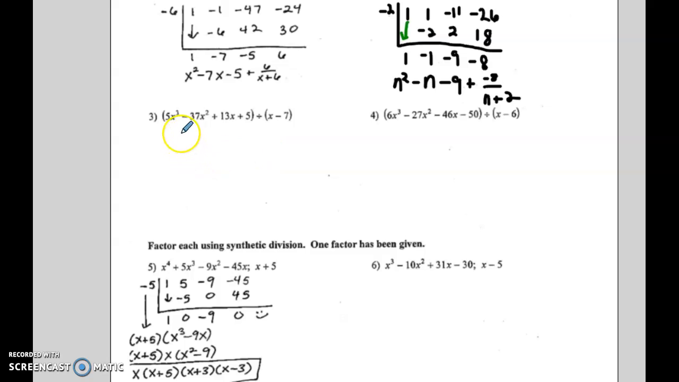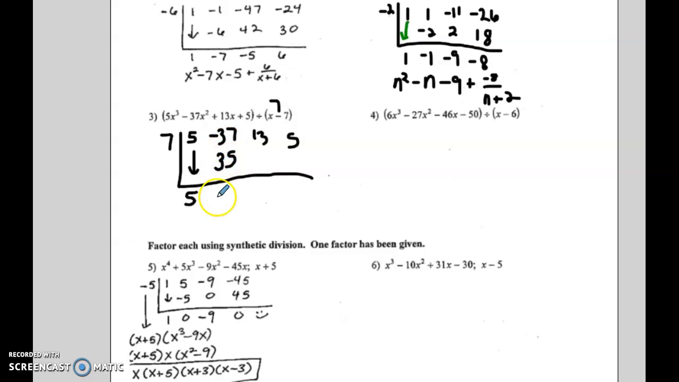So again, I'm still dividing. The opposite of what you see in the divisor, I'm going to use a 7 on the outside of my synthetic. The coefficients go inside. And then my process, I start by dropping the first coefficient underneath. And from here on out, I multiply and then add. So 7 times 5 is 35. I add down, I get negative 2.